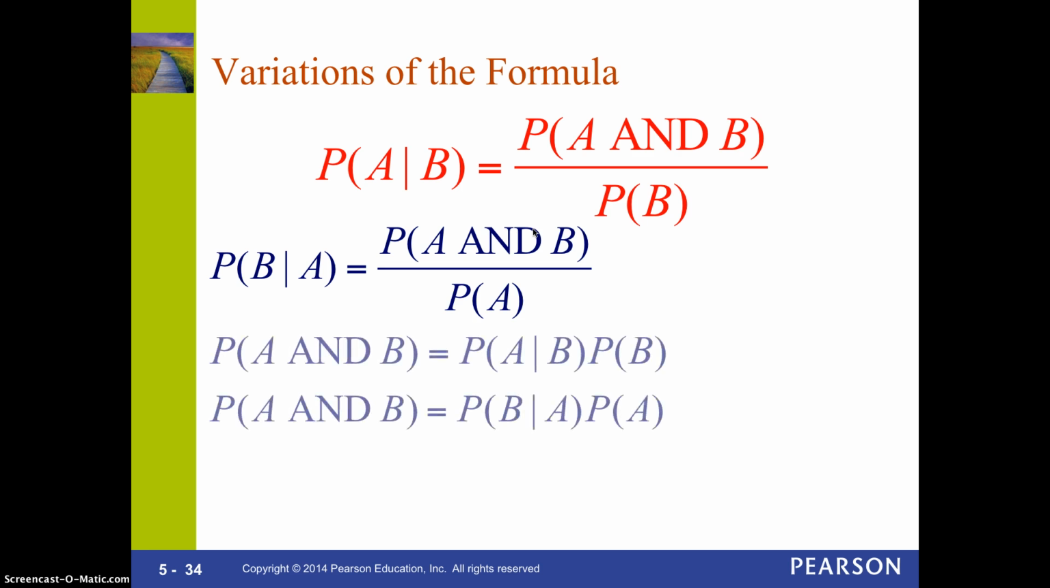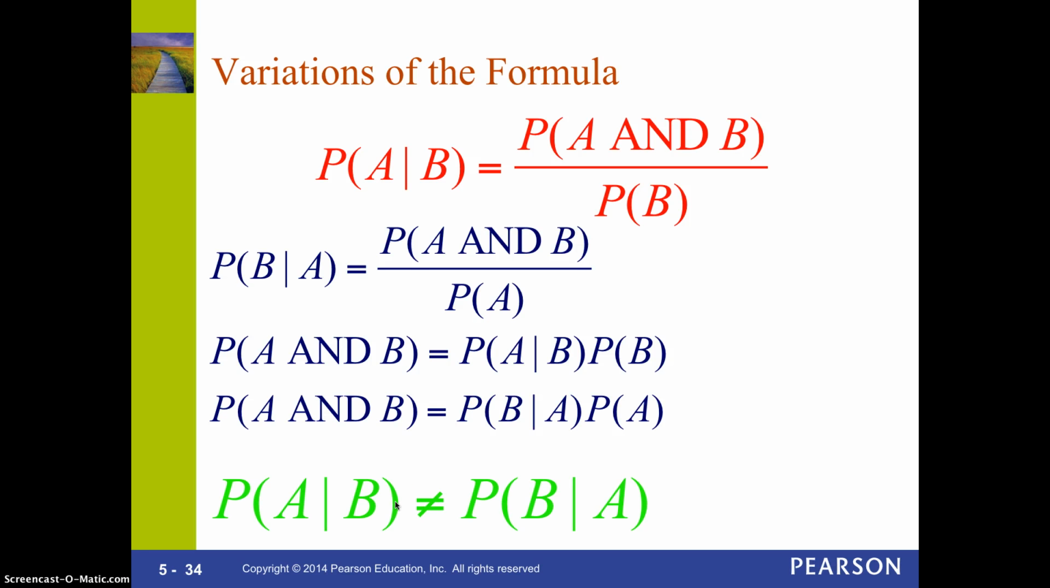Now we can also write it as the probability of A and B. All I'm going to do is multiply both sides by this, just a little algebra, and we get the probability of A given B times the probability of B, or the probability of B given A times the probability of A. And that would both be an expression for the probability of A and B.